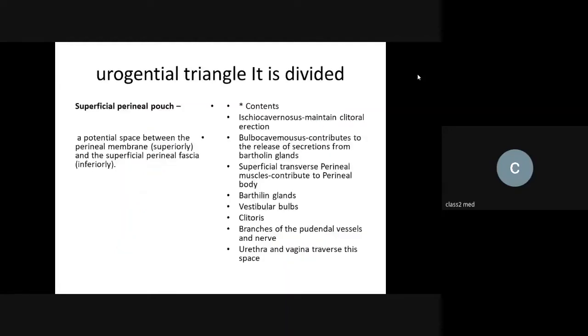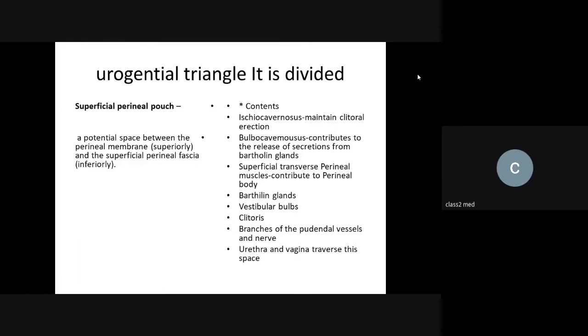First, the superficial perineal pouch, and it is defined as a potential space between the perineal membrane superiorly and the superficial perineal fascia inferiorly. What about the content of the superficial perineal pouch?